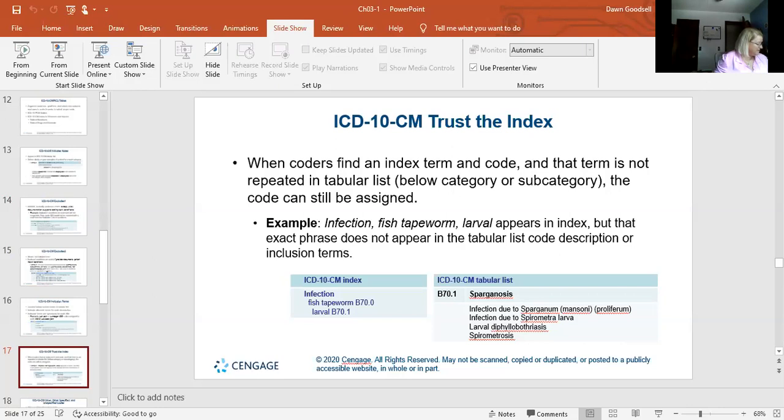It says right next to the code a 5 with a red box and a check mark. That means you have to have 5 characters. So you cannot code just A01.0. You have to go down and code one of the options, the 0, 1, 2, 3, 4, 5, or 9. Typhoid fever with pneumonia, for example, if that's what you were looking for, you would pick A01.03.